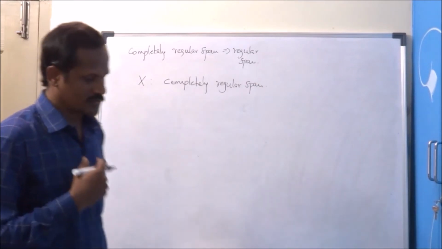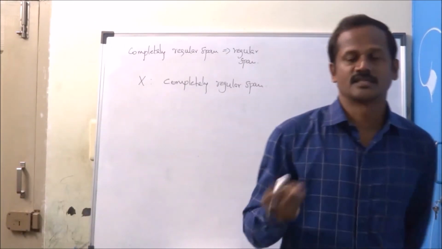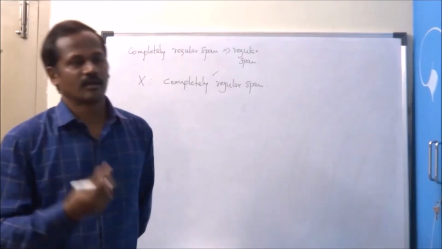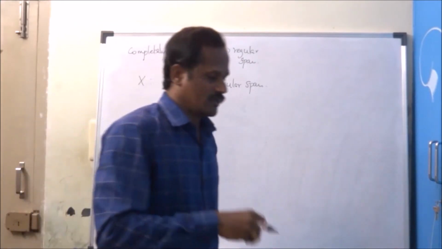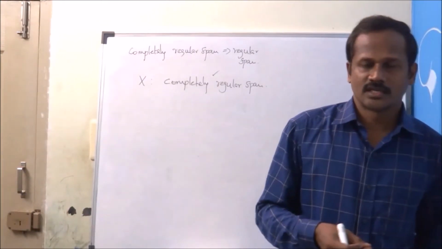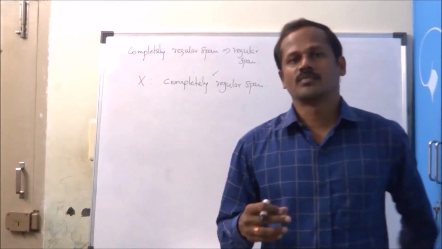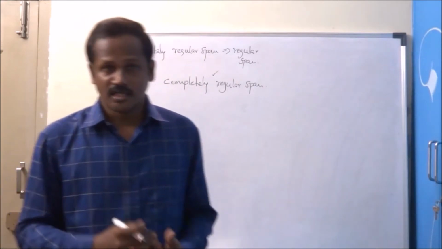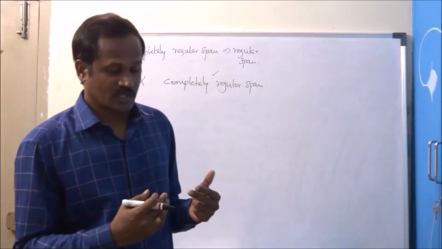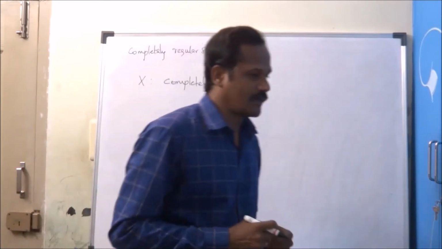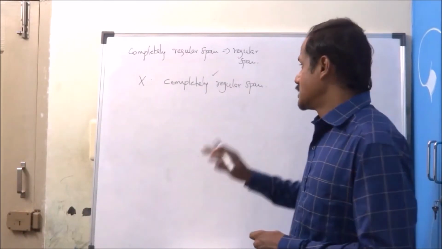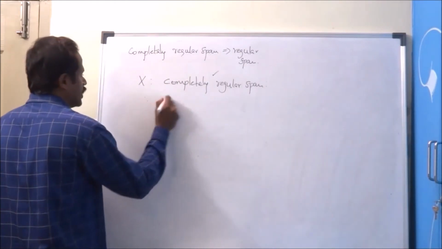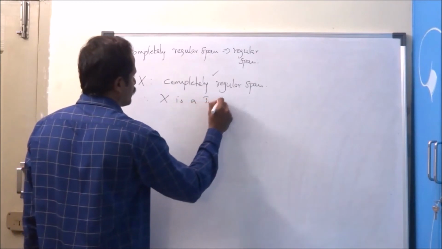To prove that X is a regular space, the first condition we need to verify is that X is a T1 space, but that is already in the hypothesis of a completely regular space. A completely regular space is a T1 space in which every point x naught and a closed set A not containing x naught can be separated by means of a continuous map. That is, there is a continuous map f from X to [0, 1] which assumes 1 on x naught and 0 on the set A. Therefore, X is a T1 space. No problem.